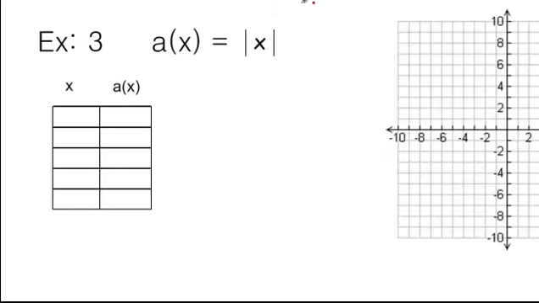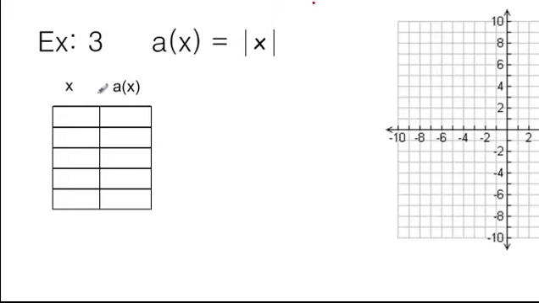In example 3, I have a of x equals the absolute value of x. Remember that the absolute value is distance from 0 on the number line. And if you are going to evaluate the absolute value of a negative, it'll be positive. The absolute value of 0 is 0.